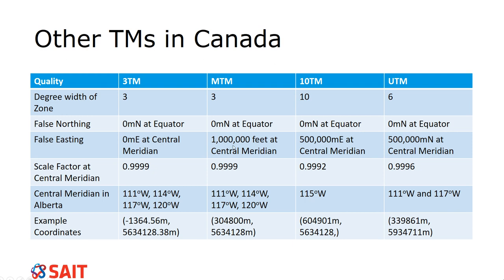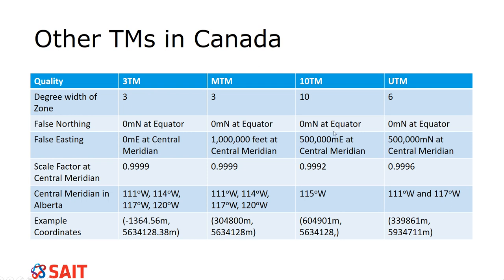So the central meridian is in feet. We switch it to meters. So, all right, 10TM. 10TM is 10 degrees wide, so it does have a much higher scale factor value. In this case, it's lower, but it's less close to 1. That's what I mean. It's less close to 1.